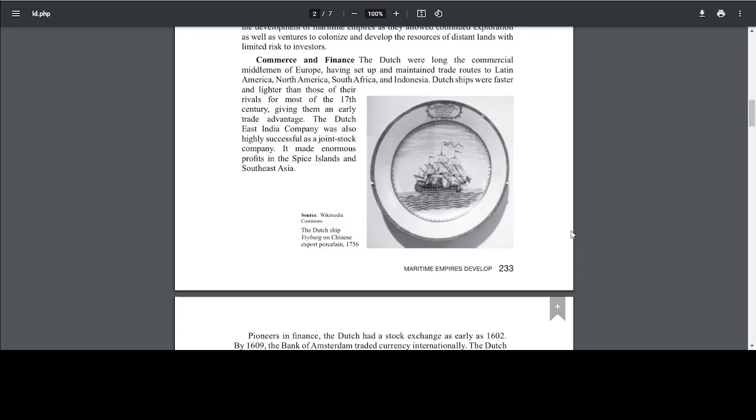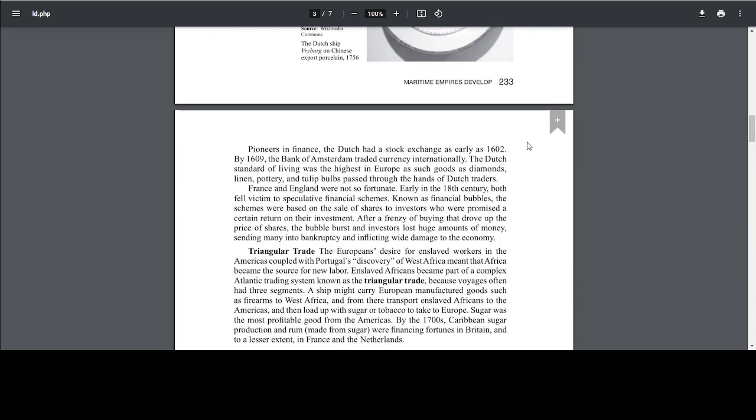It is also shown on page 233 of your textbook with the image having a source from Wikimedia Commons and the description stating the Dutch ship Vryburg on Chinese ocean export porcelain, 1756. Keep this source in mind as it could potentially be helpful in showing how maritime empires were effective during the time period of 1450 to 1750.